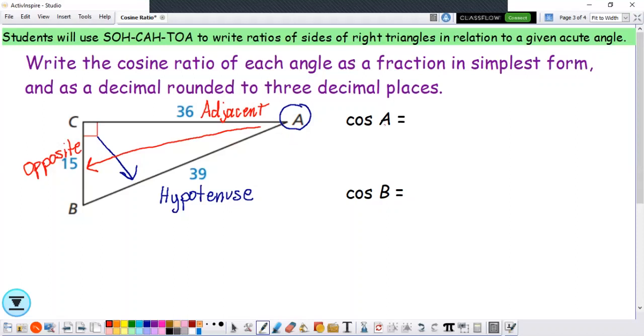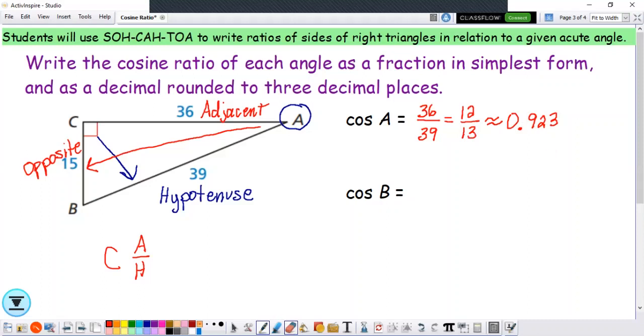So for cosine of angle A, remember cosine is adjacent over hypotenuse, A over H. We're going to be looking at 36 over 39. And we want this in simplest form. Each of those numbers is divisible by 3, so this reduces to 12 over 13. And the directions are also asking that we round to 3 decimal places. So that is approximately 0.923. And we get that number by taking 12 and dividing it by 13.